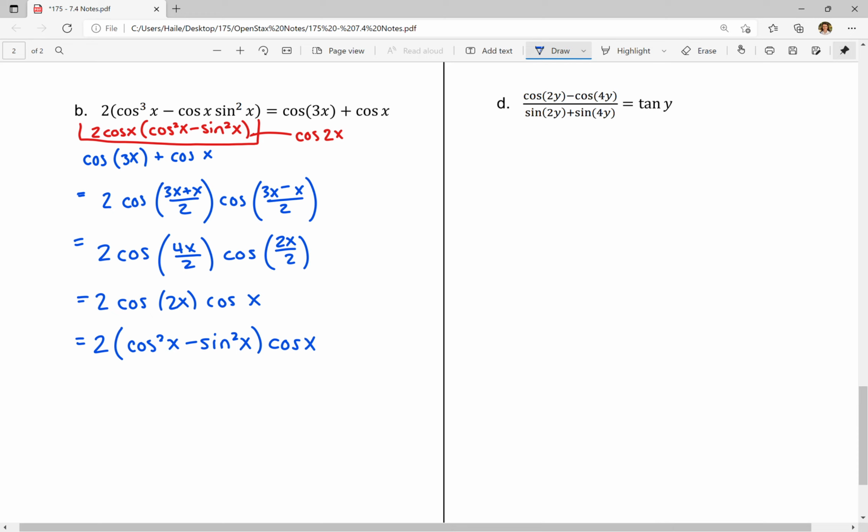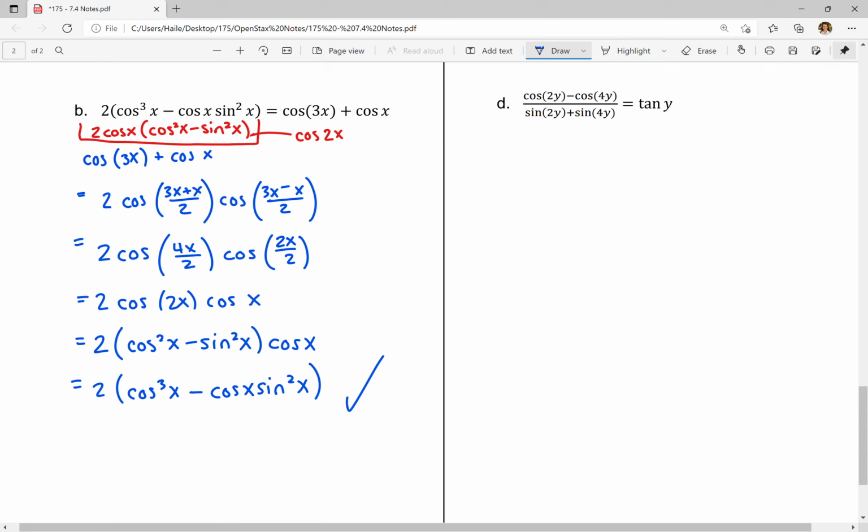And then all I need to do is distribute in that cosine of x, and I've got my left side of my identity. So we just have 2 times cosine cubed of x minus cosine x sine squared x. And now I have exactly what that left side said. Okay, so this is a good problem for when you get stuck on these.